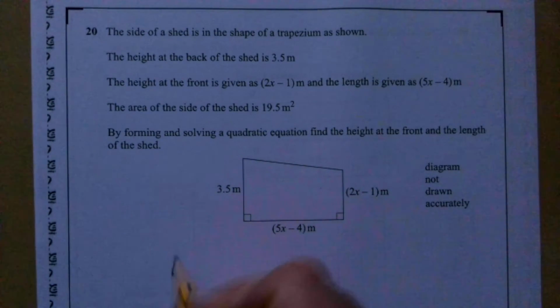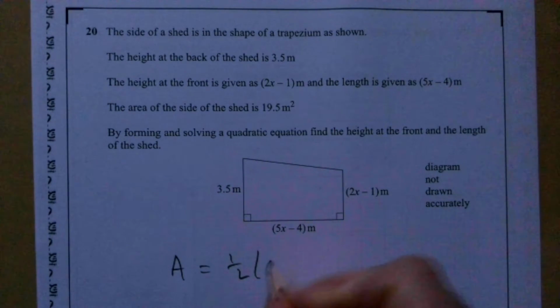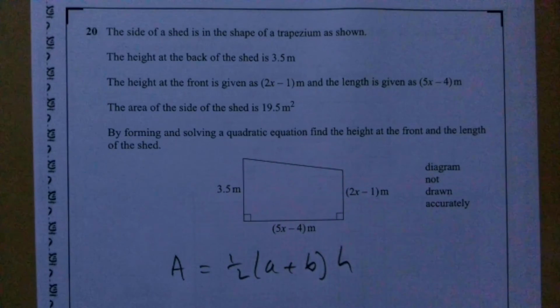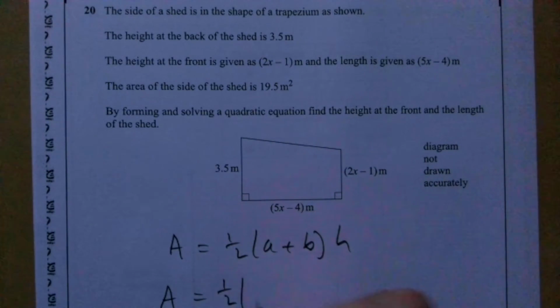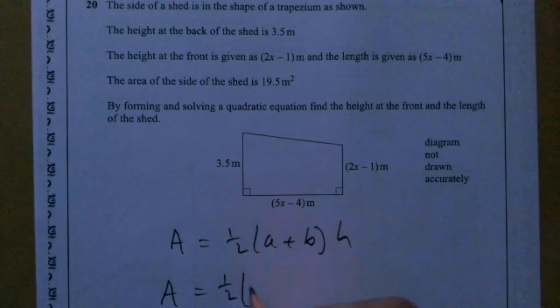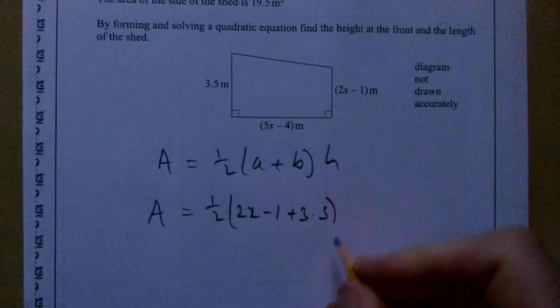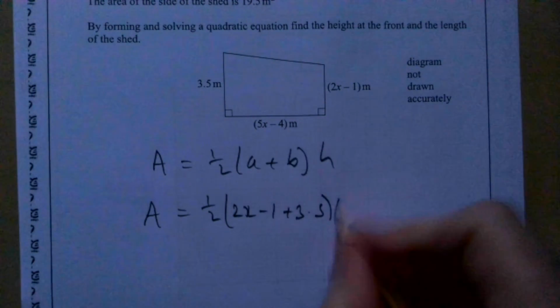So we're going to be using the formula. It's actually in the front of your inside front cover there. It's a half a plus b upon h because it's a trapezium. And so its area is going to be a half, and a and b is this. So it's going to be 2x minus 1 plus 3.5. Now that tidies up a wee bit. And so that's my a plus b. And then my h here is the 5x minus 4.